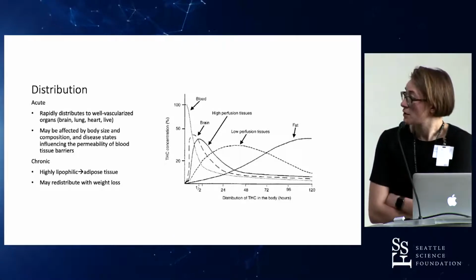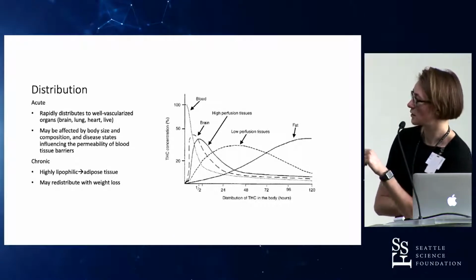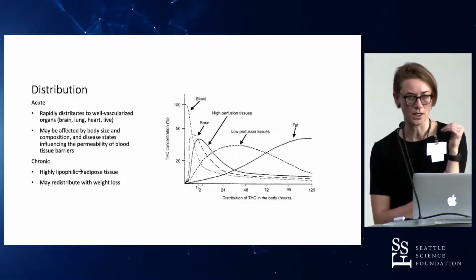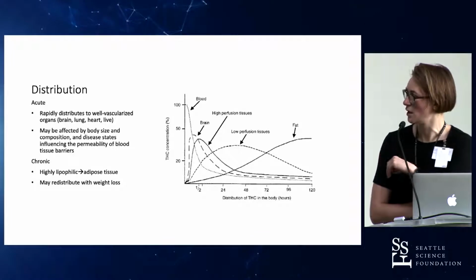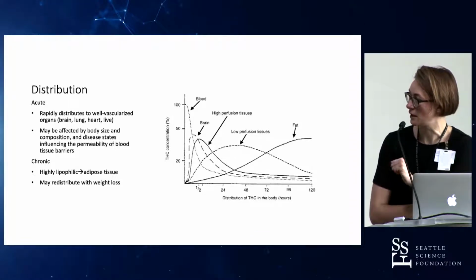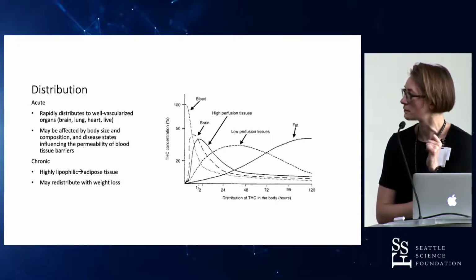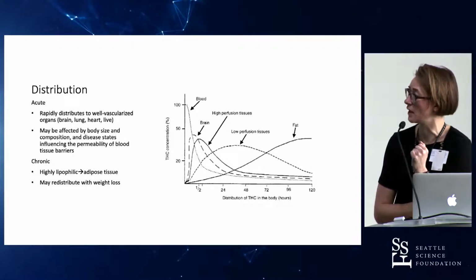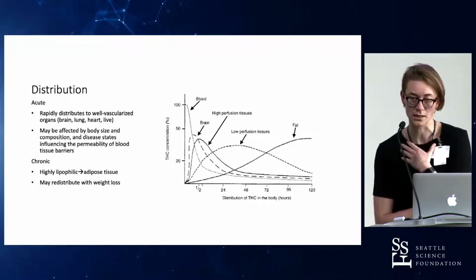So when it comes to distribution, if this is for smoking, you're going to have rapid absorption into the blood, and then it's going to rapidly distribute into the tissues. So highly vascularized areas and then super fatty areas are where it's going to distribute. And so it may be affected by the body size of the person, their compositions, and then any disease states.